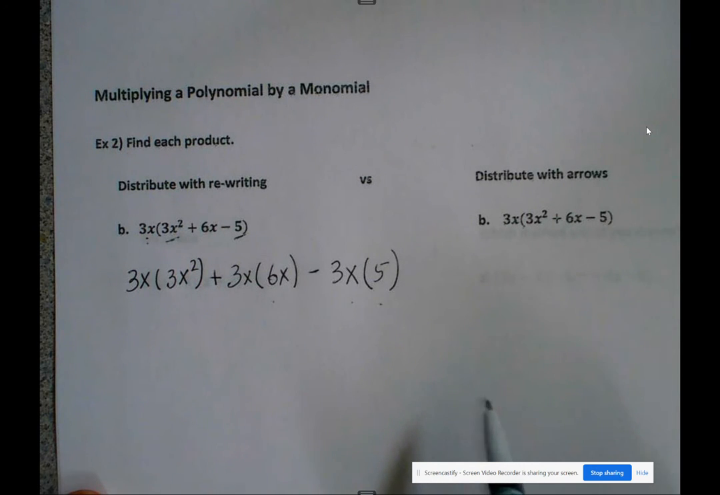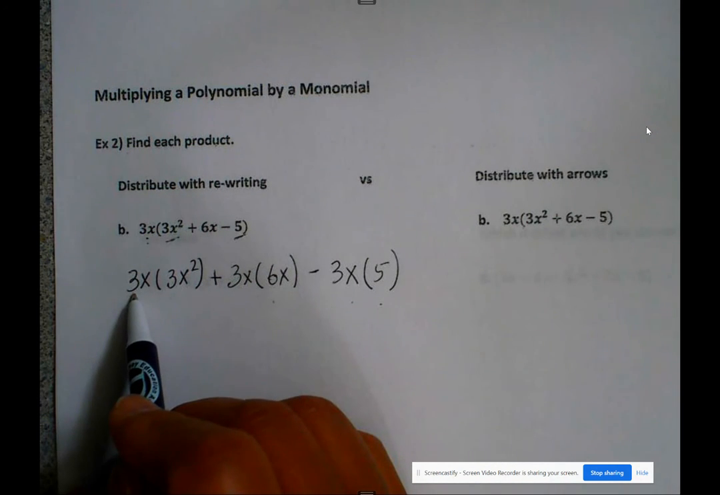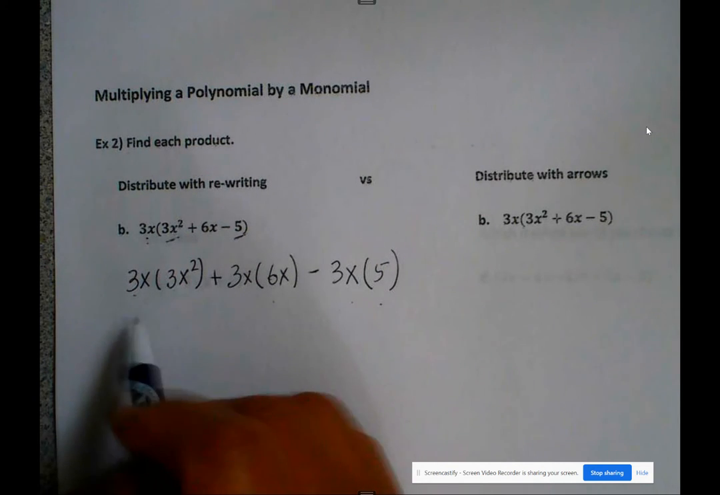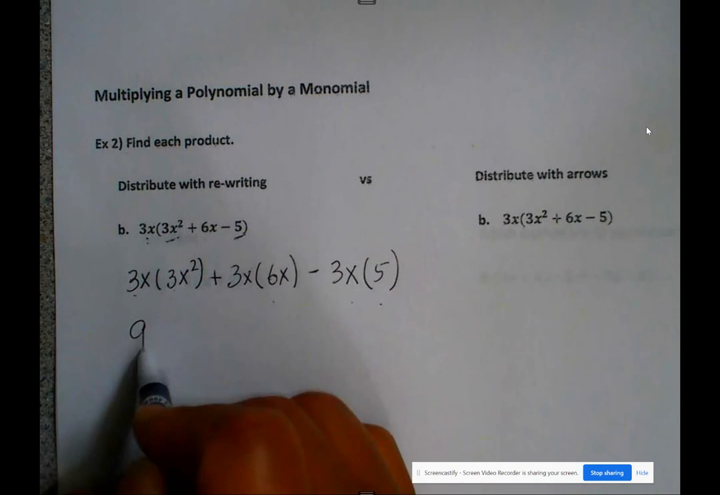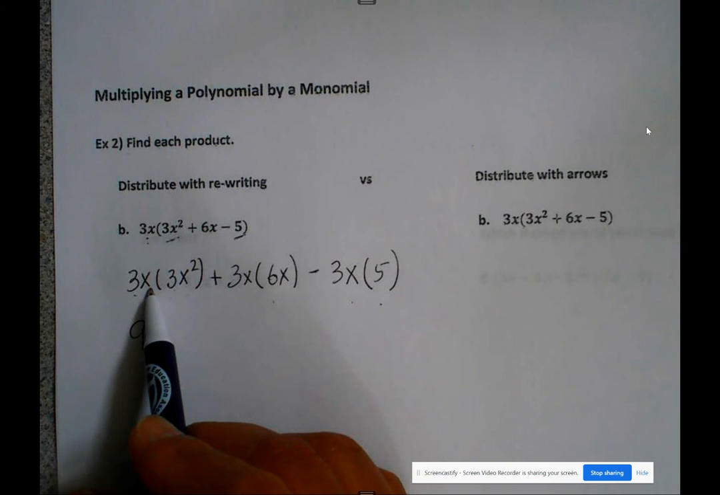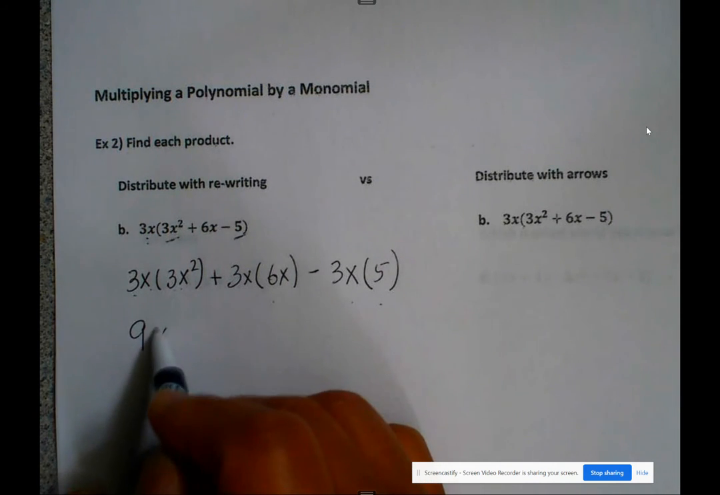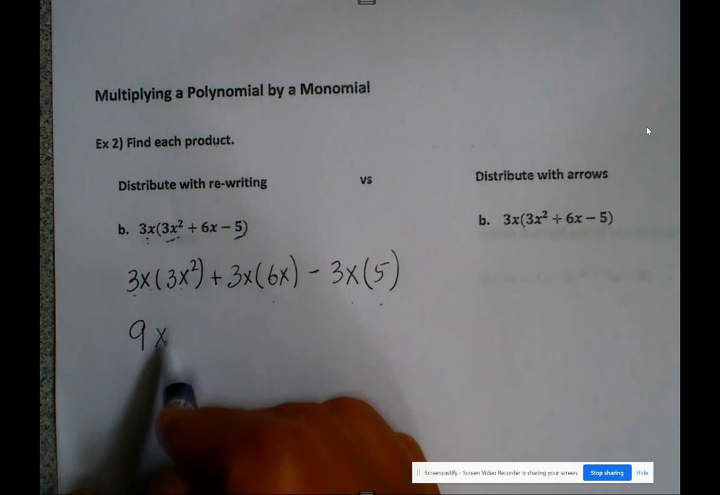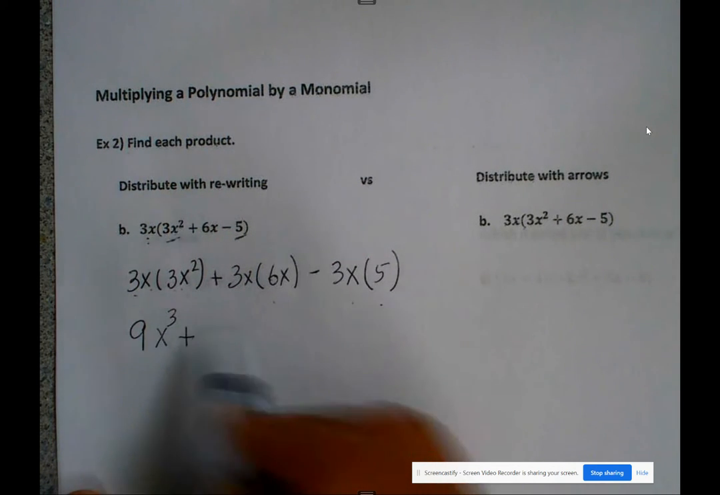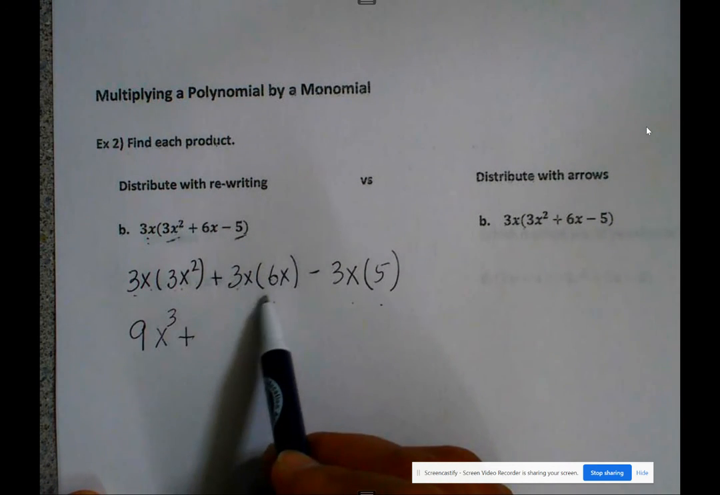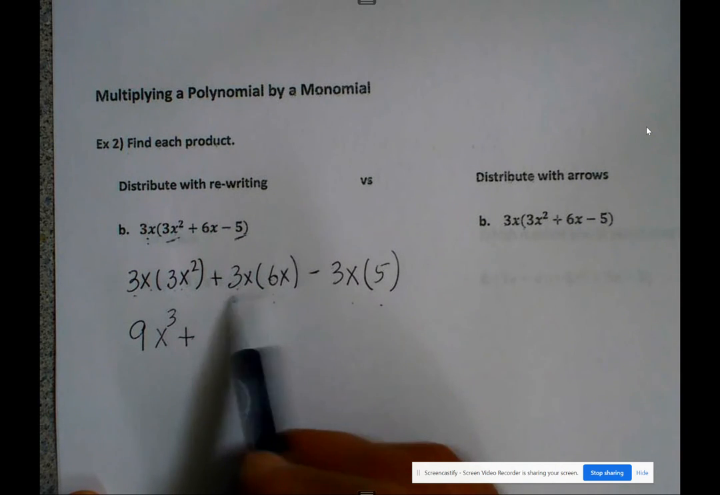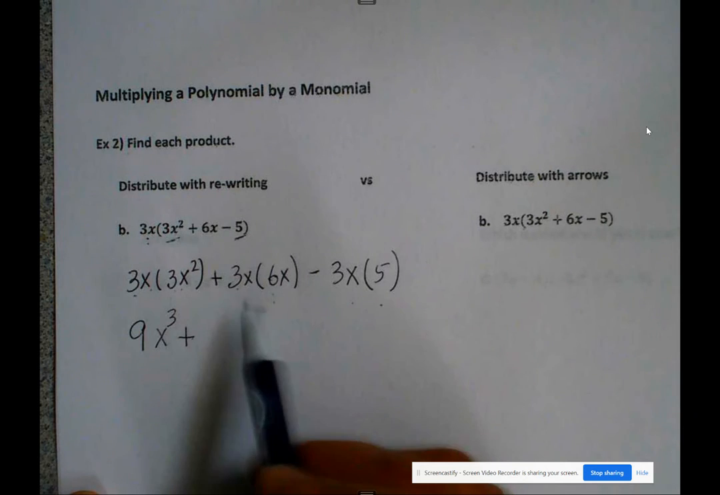Take the numbers separately again. 3 times 3 will give you 9. And this is x to the first power and this is x to the second power, so therefore this is x to the power of 3. Plus, 3 times 6: again, separate the numbers and multiply them. So what is 3 times 6?